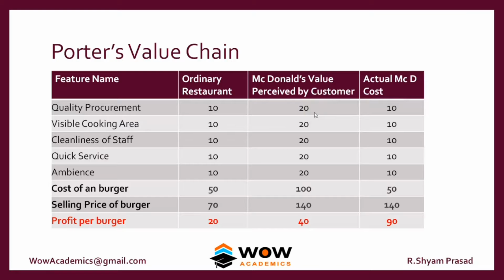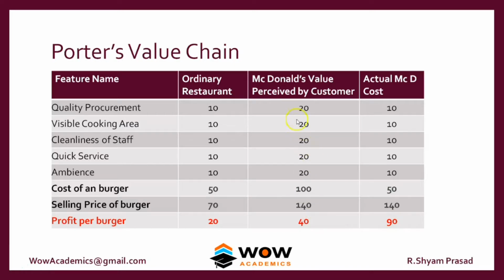The customer feels that he can even give 20 rupees for quality, okay, but the actual cost to McD is only 10. So if you add all the service cost, that comes only to 50. So the customer is willing to pay 140 and he will also pay it. So the price that he will pay is 140, but the actual cost is only 50. So 90 will be the McD's profit.